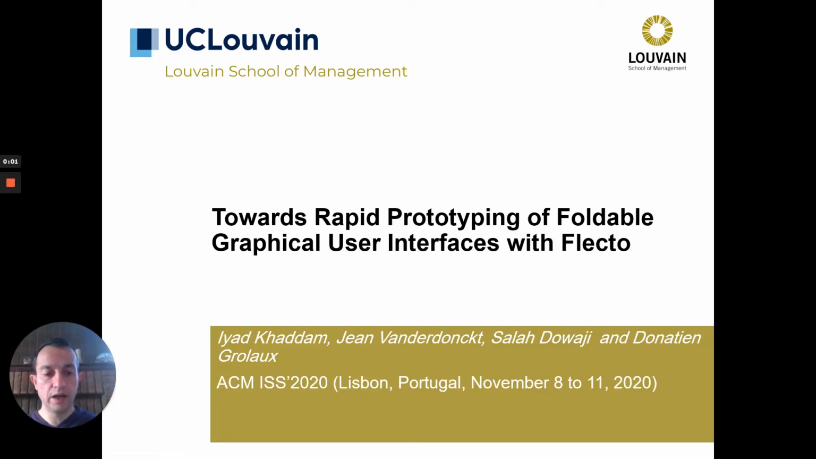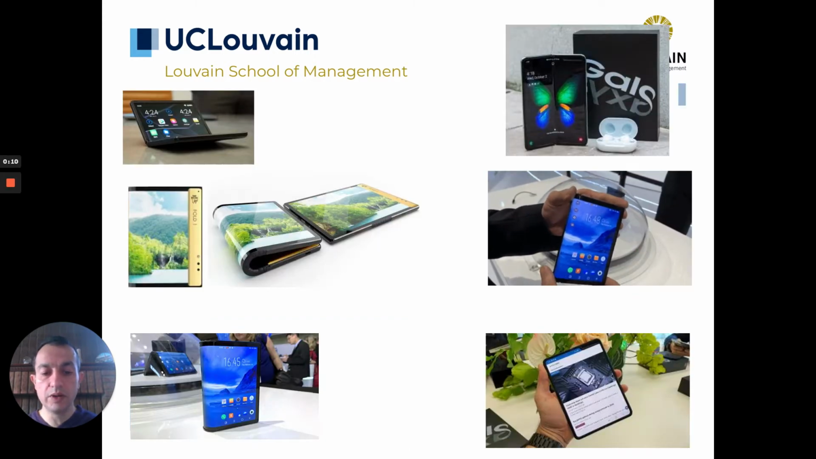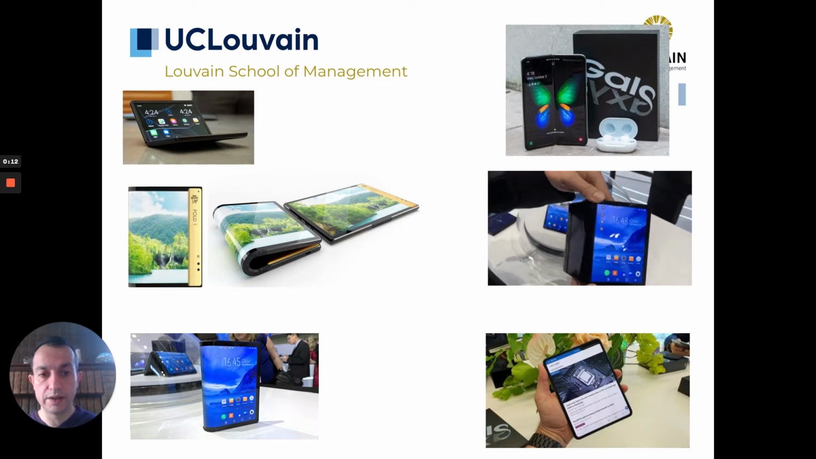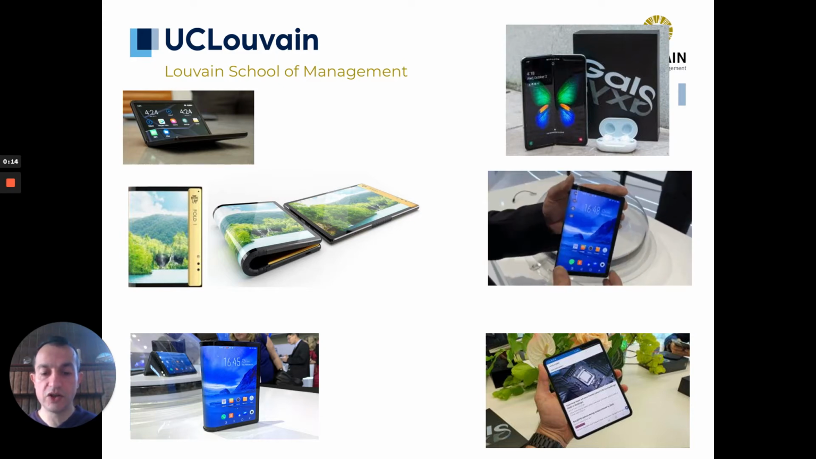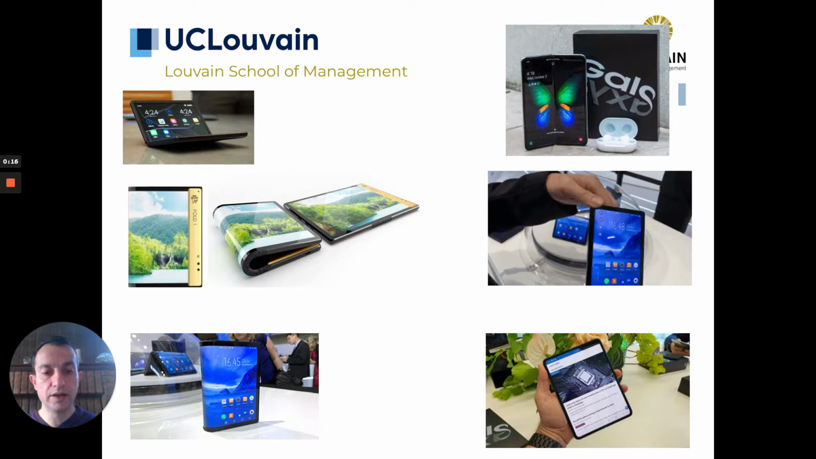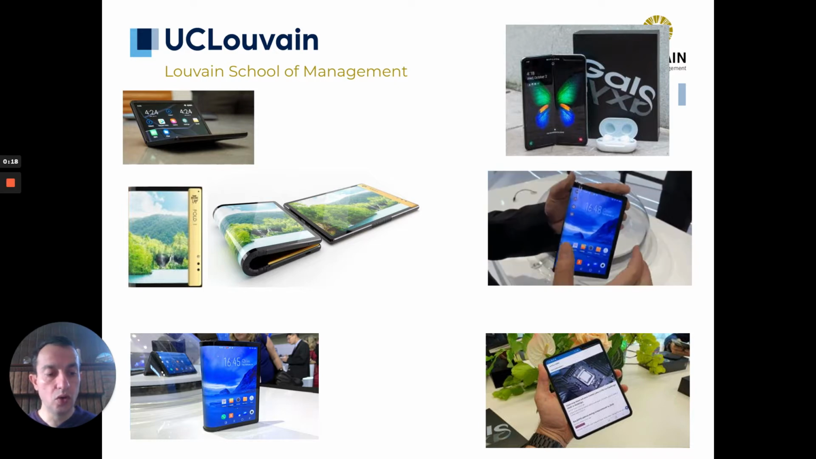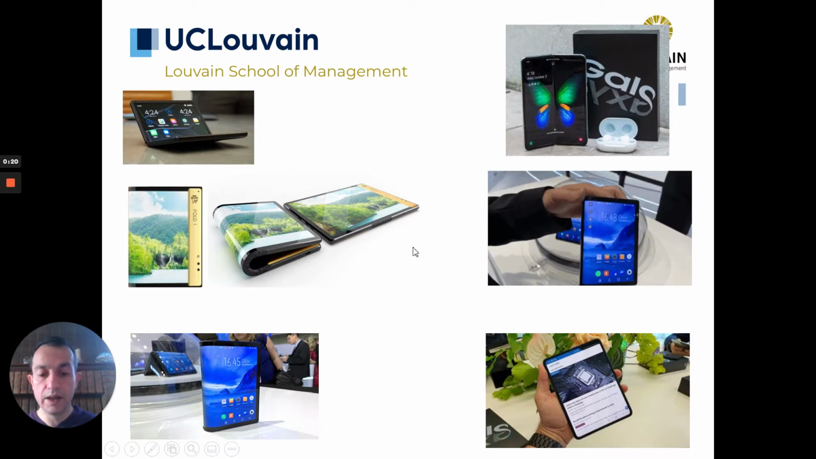Hello, I am Iyad Khaddam and I'm here to present my article towards rapid prototyping of foldable graphical user interfaces with Flecto. Foldable devices are a reality nowadays. We can buy foldable products such as Royole FlexPai, Samsung Galaxy Fold 1 and 2, or Huawei Mate X.